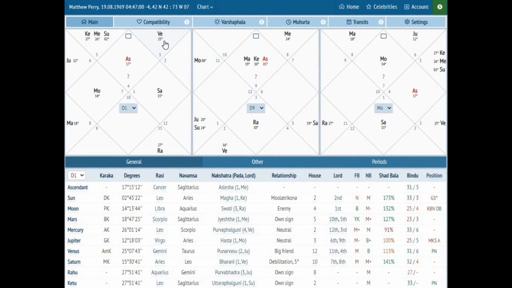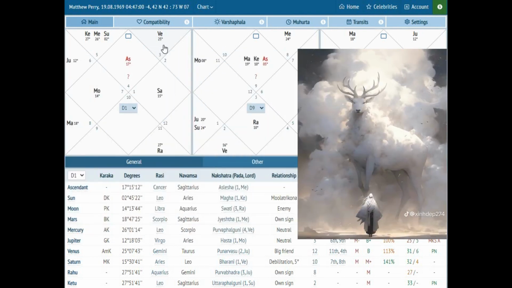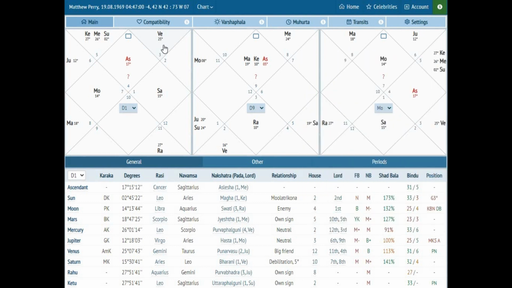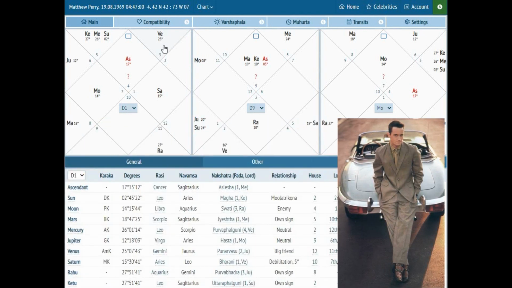So here we have Venus in the 12th house. The 12th house is a house of something closer to the divine. It's the house of spirituality. Also, it's the house of something transcendental. This is the place where people travel all over the world, very far away, or just to different countries.